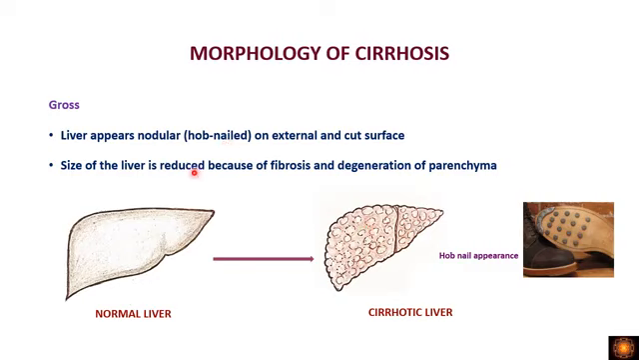The size of the liver is reduced because in cirrhosis we have a loss of hepatic parenchyma due to necrosis of the hepatocytes, and at the same time we have increased deposition of collagen and fibrosis. There will be contraction after the fibrosis. Because of the loss of parenchyma and the increased fibrosis, there will be a decrease in the size of the liver. So we have a nodular surface and a decrease in the size of the liver.